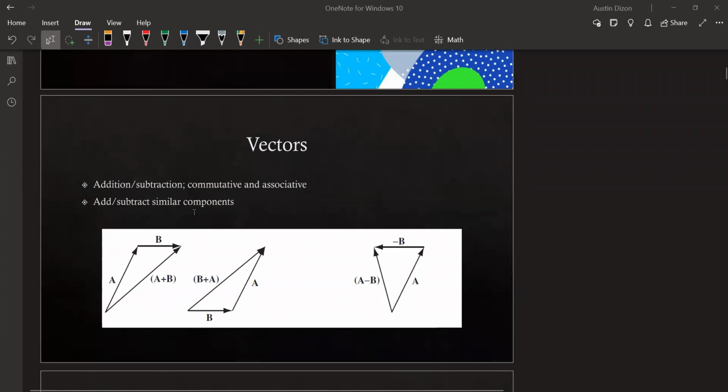Pag may vectors tayo, yung addition subtraction natin, ganun pa rin, commutative and associative. Tapos, ang weird lang sa kanila is pag nag-add ka, hindi siya usual adding and subtracting. Ang usual na ginagawa mo is you add similar components. So geometrically, kapag nag-add ka ng vector A, vector B, pagdidikitin mo lang yung tail ni A papunta sa head ni B, and that's your vector A plus B.